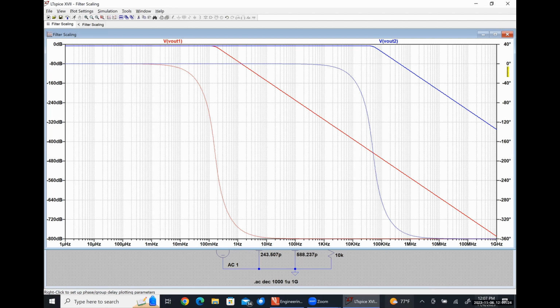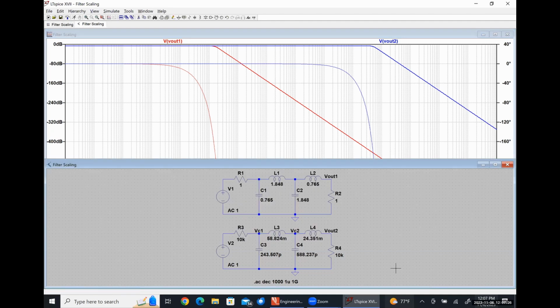So in our original circuit, we were using 1 ohm resistors. And for our second circuit, we're using 10 kilo ohm resistors. It doesn't change the shape of anything. It just makes it work for these particular values of source impedance and load impedance. So magnitude scaling is scaling the magnitude of these impedances, not the magnitude of the response.